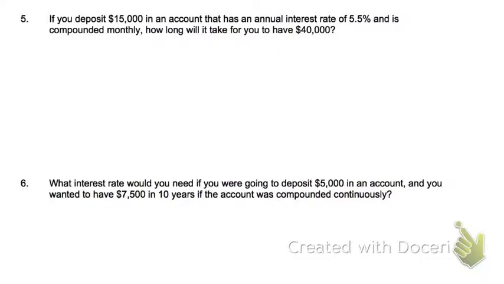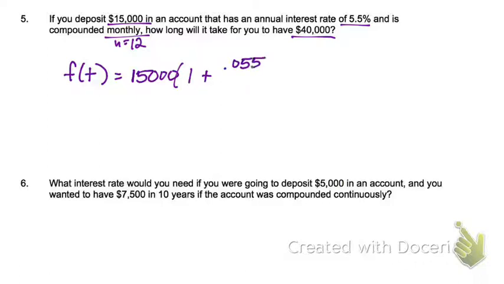So for number 5, if you deposit $15,000 in an account that has an interest rate of 5.5% compounded monthly, so N equals 12, sorry. How long will it take for you to have $40,000? So I'm going to set up my original equation, which is 15,000 times (1 plus 0.055 over 12) to the 12 times T. And then it's asking me how long it will take to get to 40,000. So I'm going to set that equal to 40,000. And I'm solving for time.